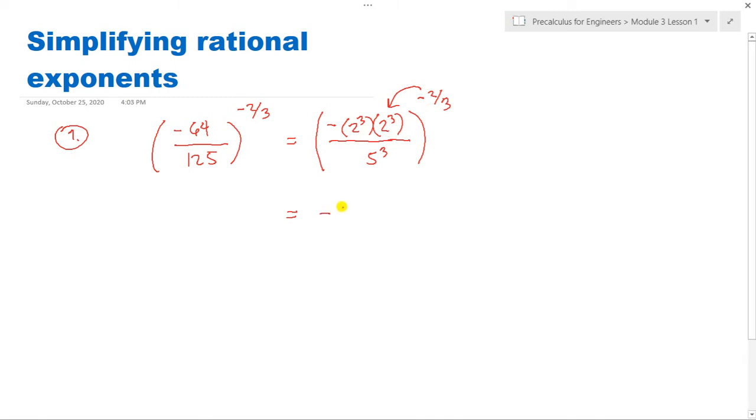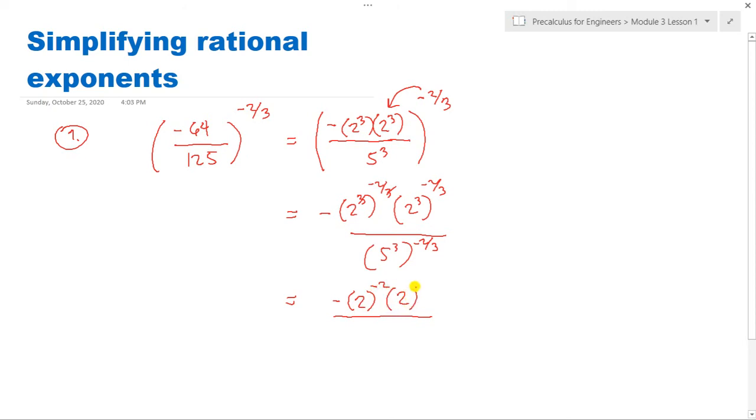So, we have here negative 2 cubed raised to negative 2/3. Then 2 cubed raised to negative 2/3, all over 5 cubed raised to negative 2/3. Since 3 times negative 2/3, maka-cancel yung 3. What's left is negative 2 raised to negative 2. The same thing with the second, 2 raised to negative 2. 5 also is 5 raised to negative 2.